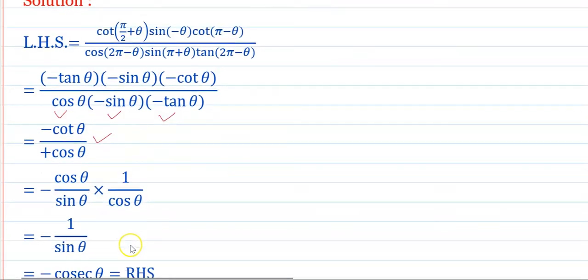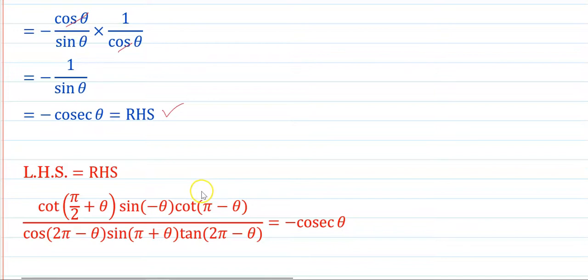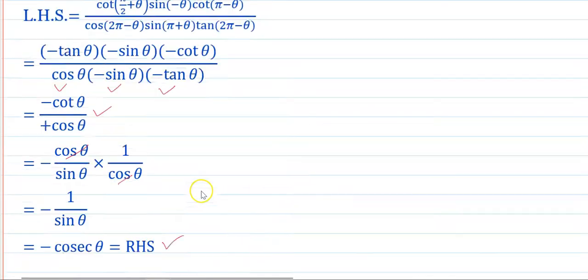That is −cot θ upon cos θ. Now what is cot θ? It is cos upon sin, and it is 1 upon cos. Cos gets cancelled, you will get 1 upon sin, which is the reciprocal, that is −cosec θ, and hence this is the RHS. Therefore LHS is equal to RHS, and hence the result is proved.